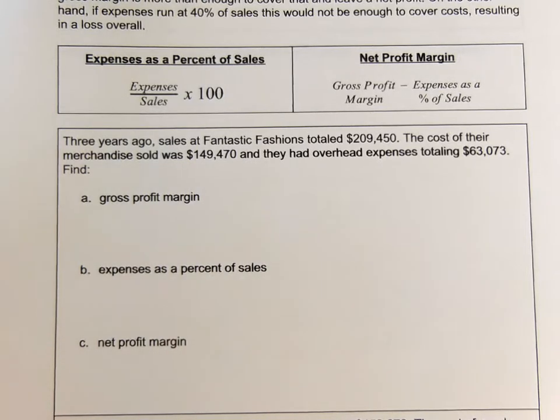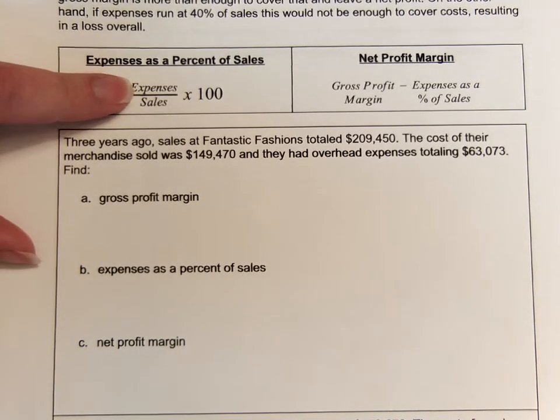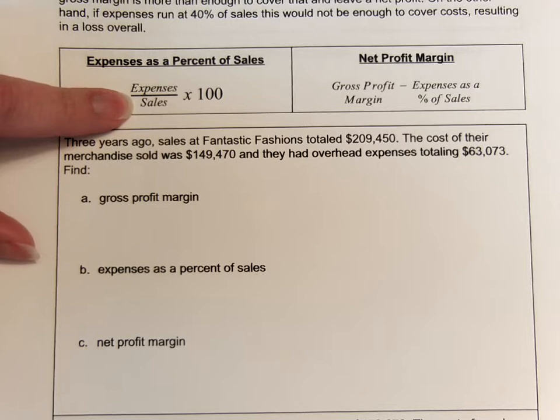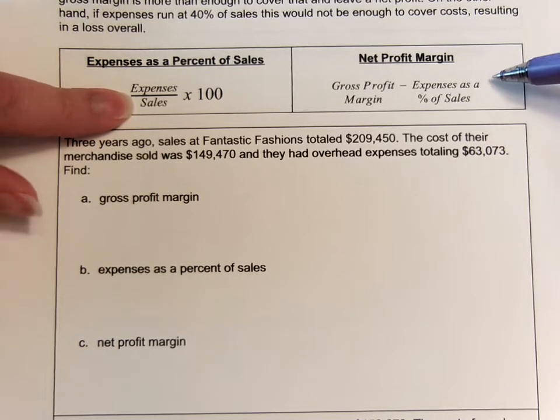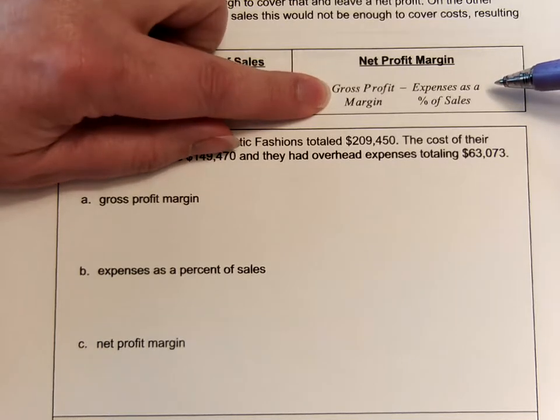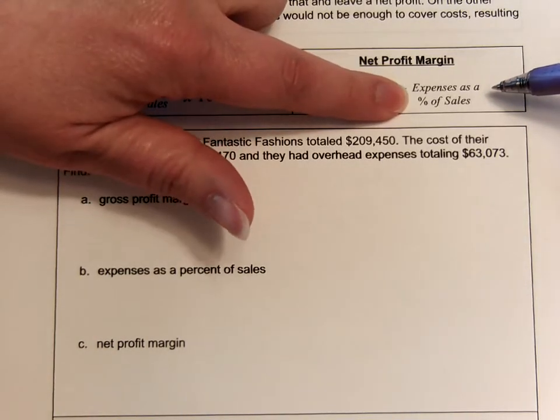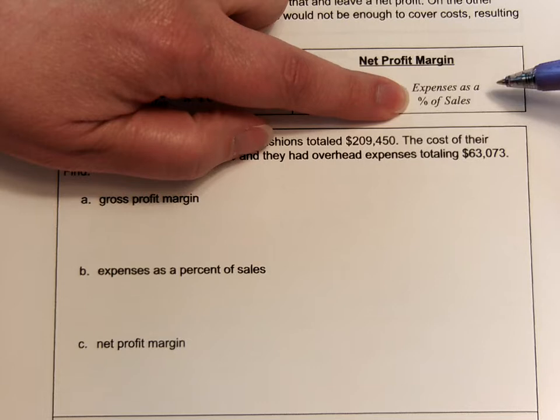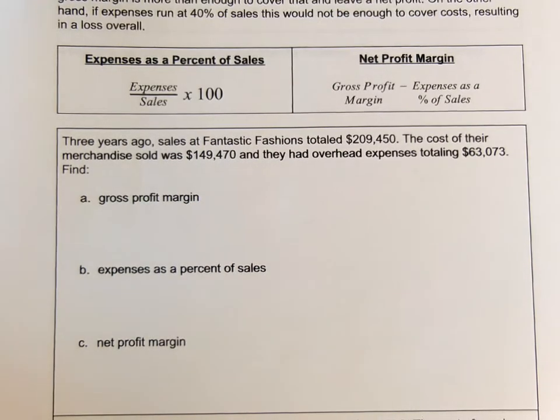In order to find our expenses as a percent of sales, we're going to do our expenses divided by sales times 100. And then to find our net profit margin, we're going to take our gross profit margin that we did on the previous page and then subtract our expenses as a percent of sales. All right, so here we go.